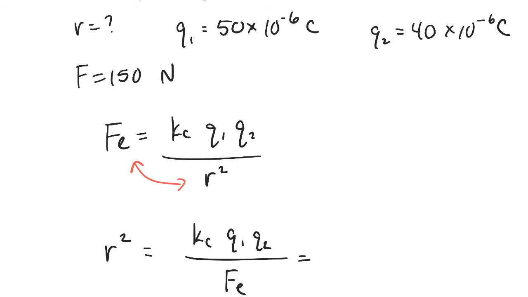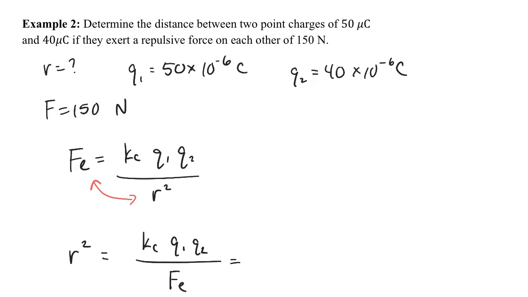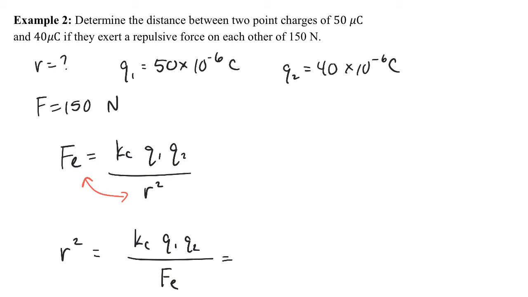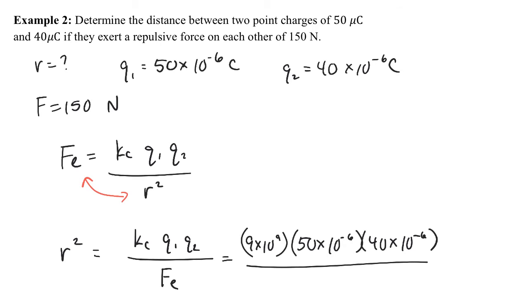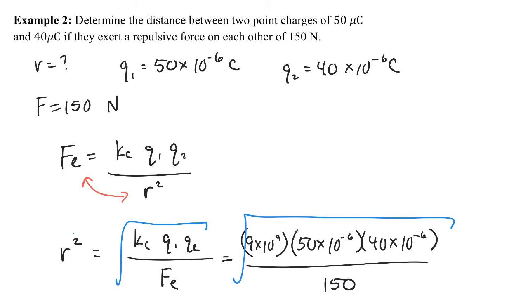So now we just plug in at this point and go ahead and solve. Now, our goal is to plug in. So we've got 9 times 10 to the 9, 50 times 10 to the negative 6, 40 times 10 to the negative 6, all over FE, which is 150. Now, how do I get R by itself? What should I have done? Square root it. Let's put a square root around both, and we can just cross off the squared part of R.